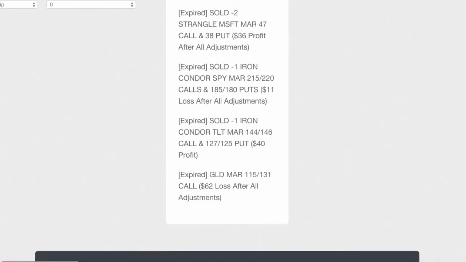And then finally, our GLD position, part of the one that we had exited earlier last week, had expired. So after all adjustments in GLD, we took a $62 loss, which wasn't that bad after we had used some of that adjustment to reduce our potential loss and increase the overall credit in the trade. So again, with GLD, we took a $62 loss overall after all of the adjustments.